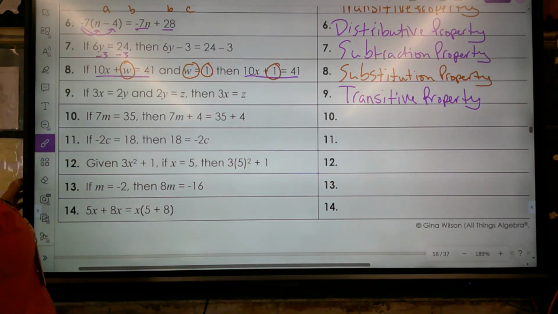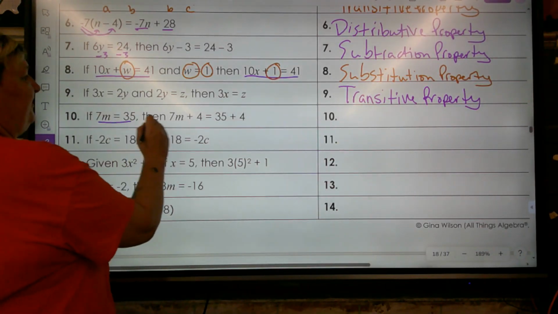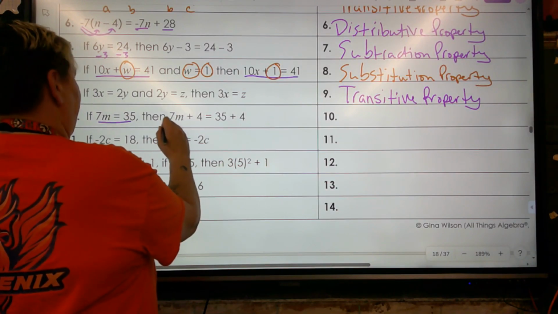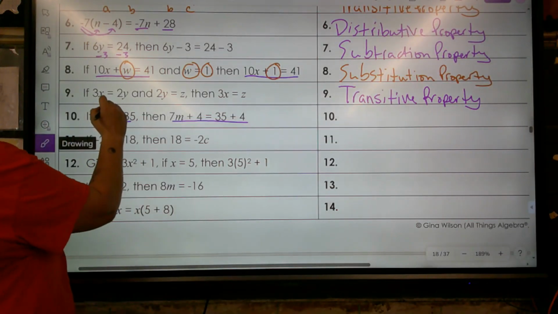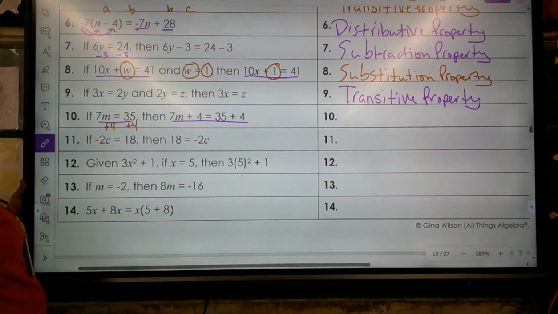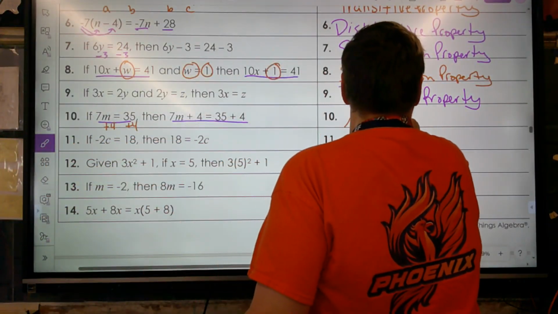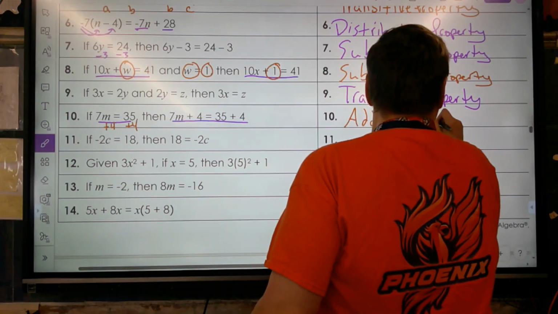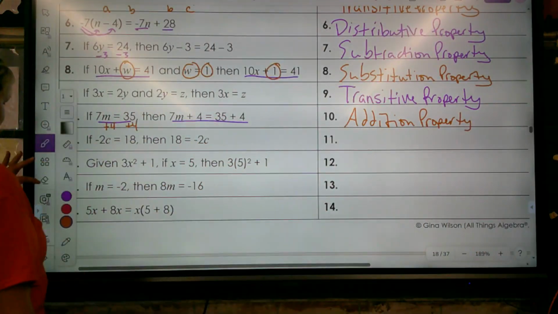All right, 10, same thing. Pause, think about it, and then see if you get what I get. All right, to get from here to here, it looks like we added 4 to both sides, right? Add 4, add 4. That's addition property. Ask yourself, what did they do? And that's your answer.